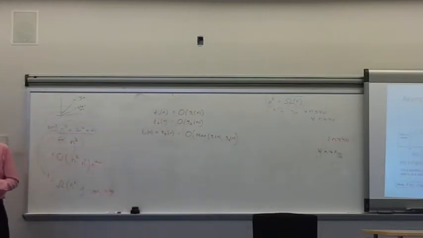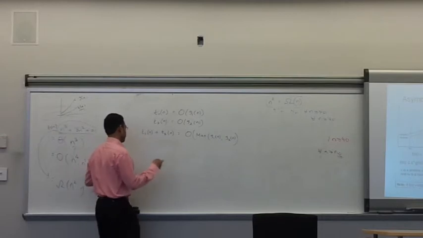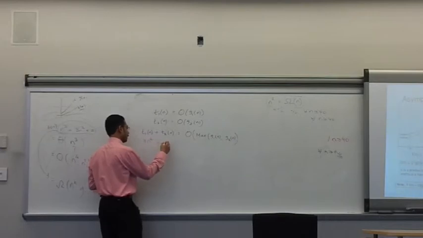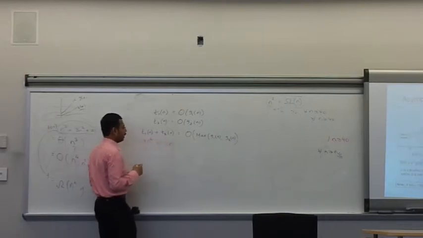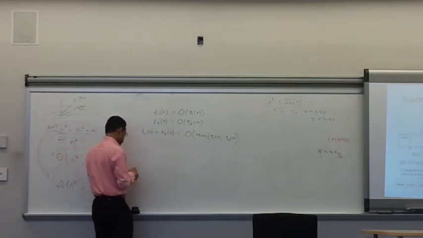This may sound a little complicated, but it's a simple thing. What does it mean? Let's look at an example and then we can go further. Let's say we have 3n square and say 2n. Between 3n square and 2n, which grows faster?